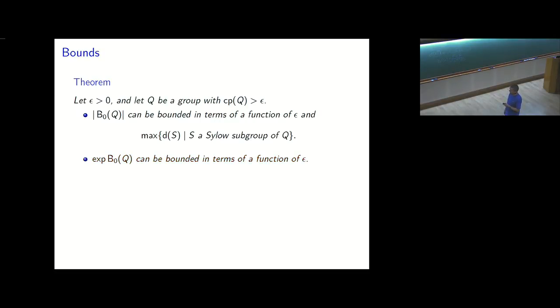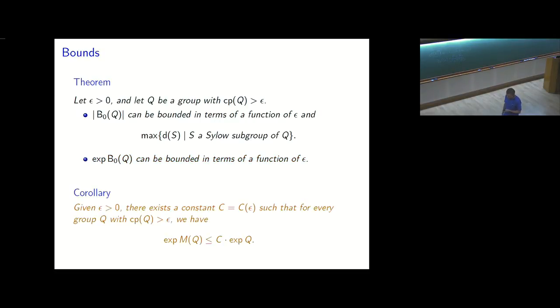And just the last corollary: if you look at the exponent of the Schur multiplier, it turns out that the exponent of the Schur multiplier is at most the exponent of your original group times the exponent of B naught. This is just a corollary. So you can bound the exponent of the Schur multiplier in terms of this constant, which depends only on the commuting probability and the exponent of Q.